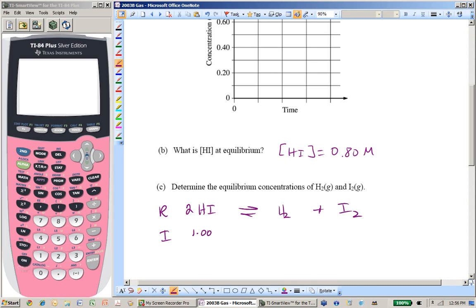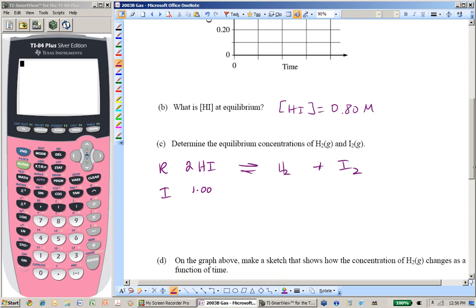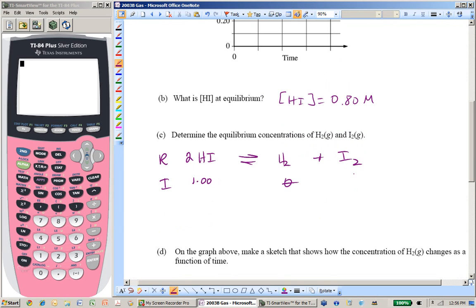Initially, I had a mole, or actually 1 molar, because it was 1 mole in 1 liter. None and none. Change is minus 2x, plus x, and plus x. And at equilibrium, in terms of x, 1 minus 2x, I'm just adding the I and C lines together. So 1 plus a minus 2x is 1 minus 2x. 0 plus x is x, and 0 plus x is x.